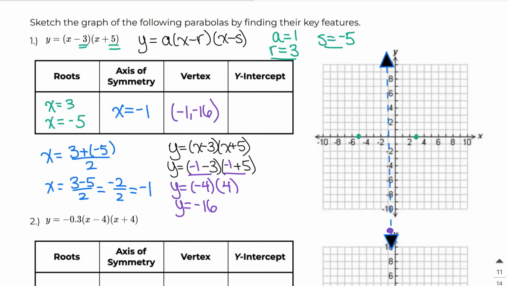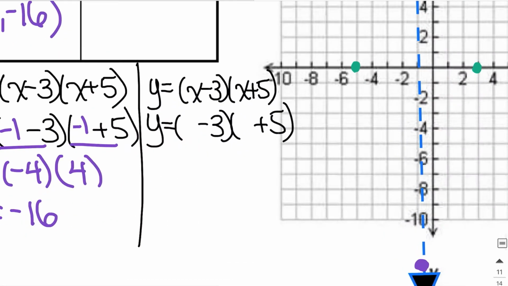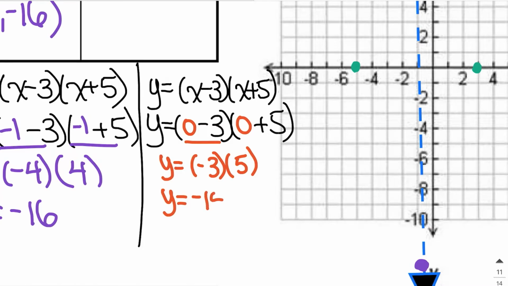That's always when x is equal to 0. So I'm going to do the exact same thing I did here, except instead of replacing the x with negative 1, this time I'm going to replace the x with a 0. So here I'm going to say 0 minus 3 and then 0 plus 5. Well, 0 minus 3 is negative 3. 0 plus 5 is positive 5. So here, this would be at negative 15.